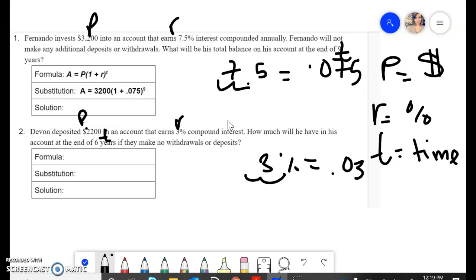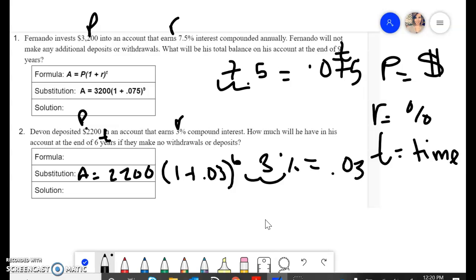Right, so there are all my numbers. The formula remains the same. We substitute. It's going to be kind of hard for me to do that on this computer, but we have A equals 2,200 parentheses 1 plus 0.03 close parentheses and the number 6 up here. That's how you're going to type it into the calculator to get your solution.